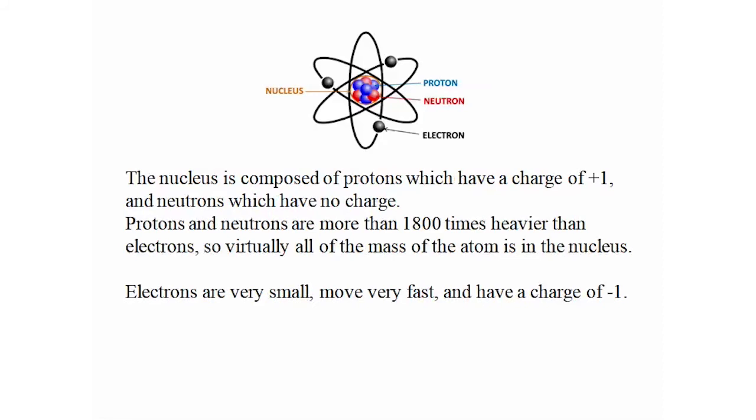Most nuclei contain protons, which have a charge of +1, and neutrons, which have no charge. Protons and neutrons are more than 1,800 times heavier than the electron, so virtually all of the mass of the atom is in the nucleus. Electrons are very small, move very fast, and have a charge of -1.